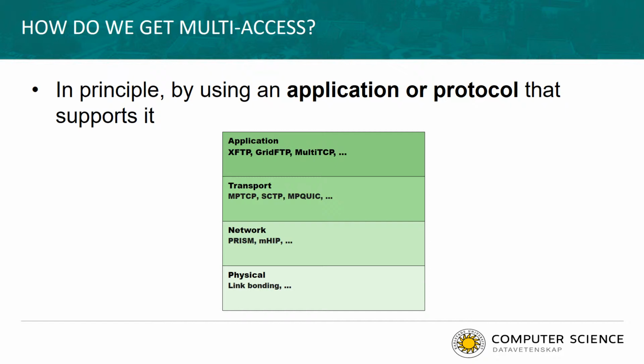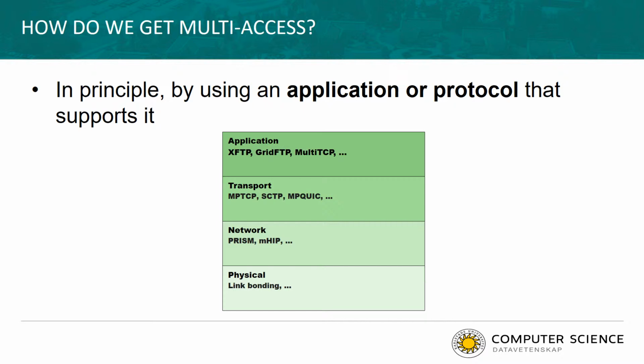So applications like XFTP or Grid FTP, for example, use multiple TCP connections to improve the performance of FTP. Another example is multi-TCP, which uses multiple TCP connections for multimedia streaming. So here each application provides the multi-access or the multipath support.